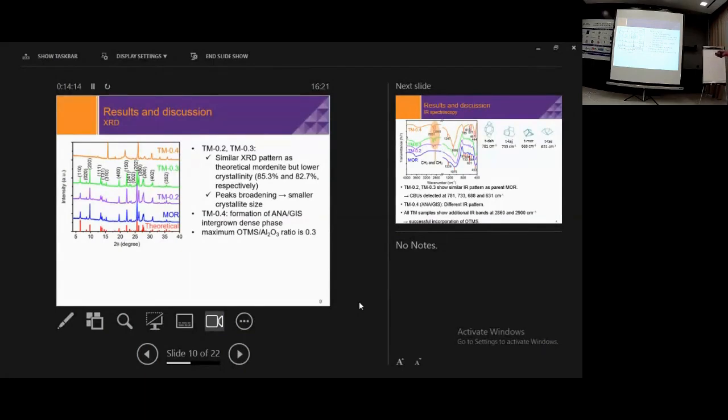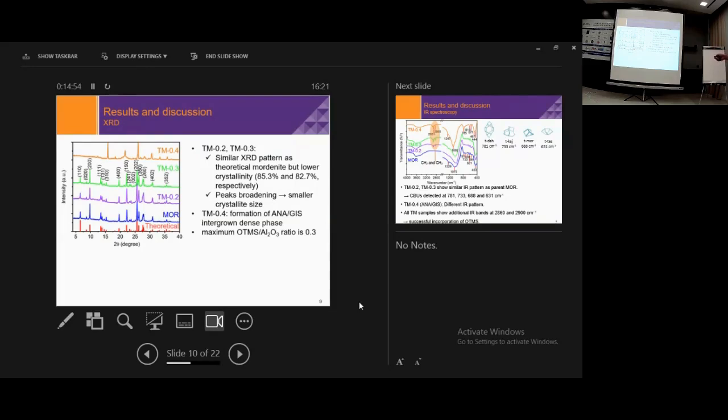If you see from here, these three zeolites have a similar XRD pattern to the theoretical one, so it means that they are pure mordenite zeolite. In addition, we can also see that the TM0.2 and TM0.3 have a lower peak intensity compared to the parent mordenite zeolite, so it means that they have a lower crystallinity. Also, these two samples show peak broadening, so it means that they have a smaller crystal size.